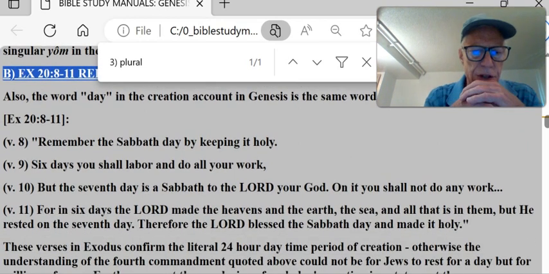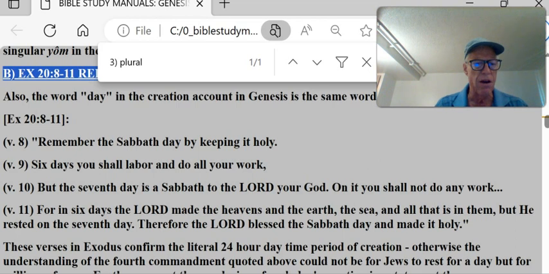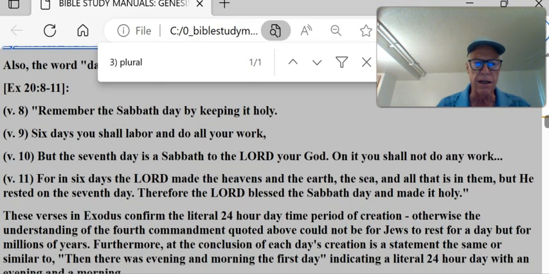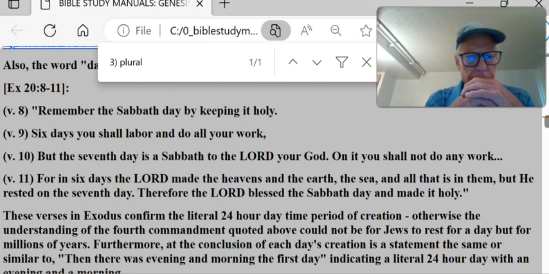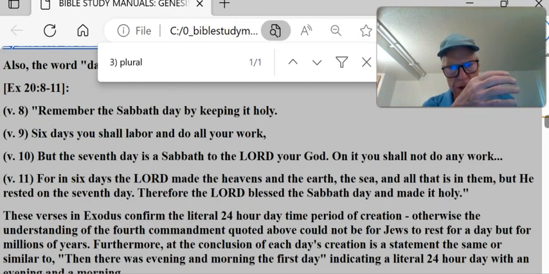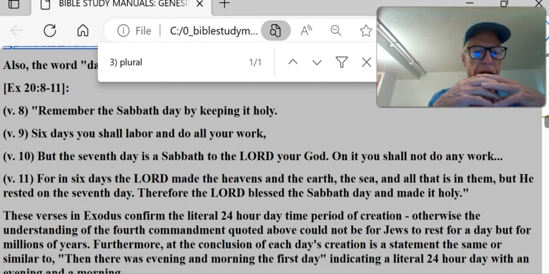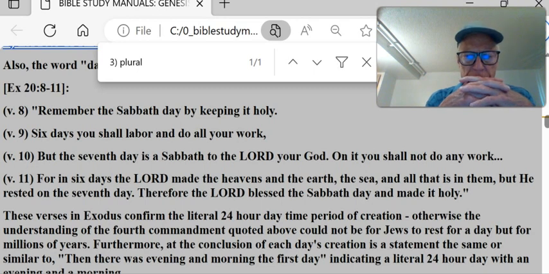But the seventh day is the Sabbath to the Lord your God, and on it you shall not do any work. Well, how? You don't do days? You don't do any work for 7 billion days? Years? Days? What? For in 6 days the Lord made the heavens and the earth, the sea, and all that is in them. But he rested on the seventh day. Of course, he also created the heavens, but that's not in the context here.